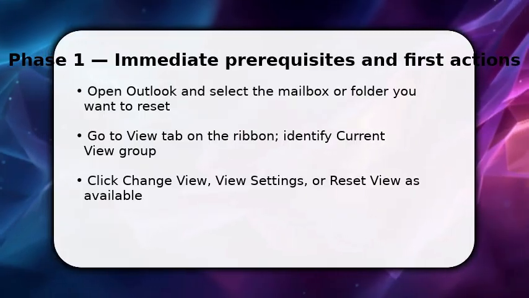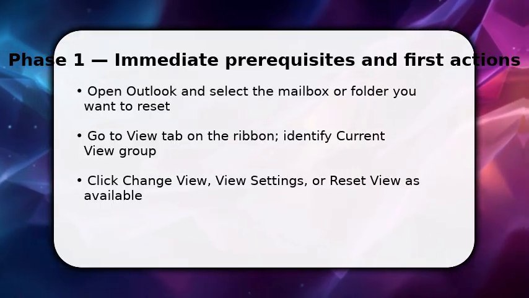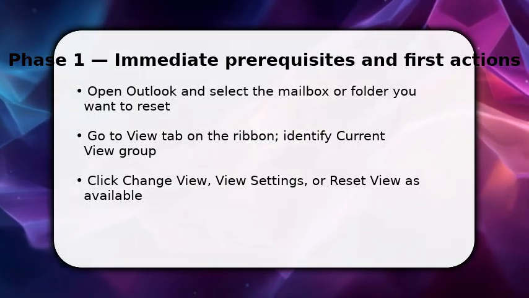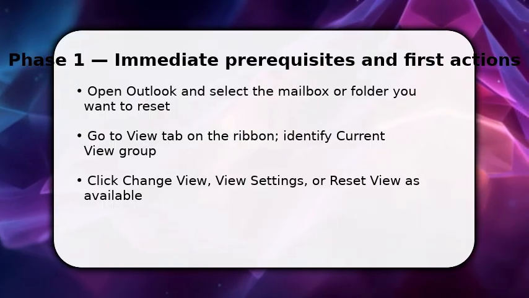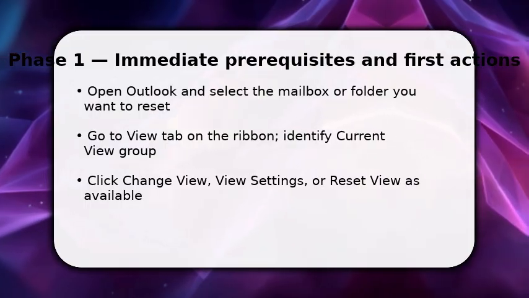You start by opening Outlook and selecting the exact folder you want to restore, inbox, sent, or a custom folder. Once selected, go immediately to the View tab on the ribbon. This is where Outlook stores layout controls. You'll see Change View, View Settings, and a Reset View button in the current view area.